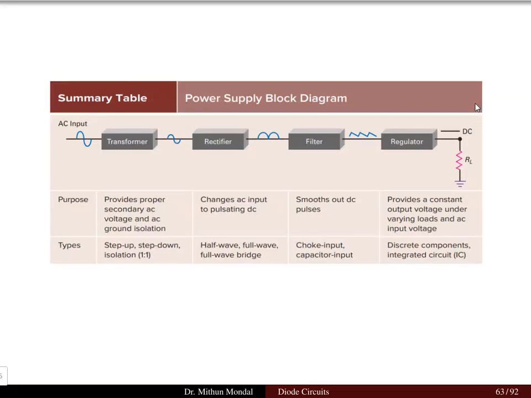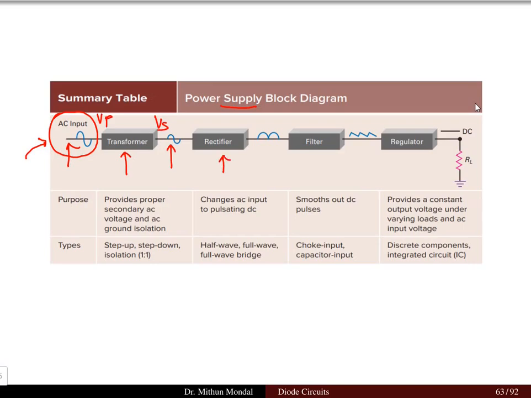Now the summary table, if we see what we discussed till now about the power supply block diagram. We have to convert the AC input to the DC output. First the AC input will have higher voltage, so we require a step down transformer. This will give a voltage which is much lesser on the secondary side as compared to the primary side, because we have a step down transformer.